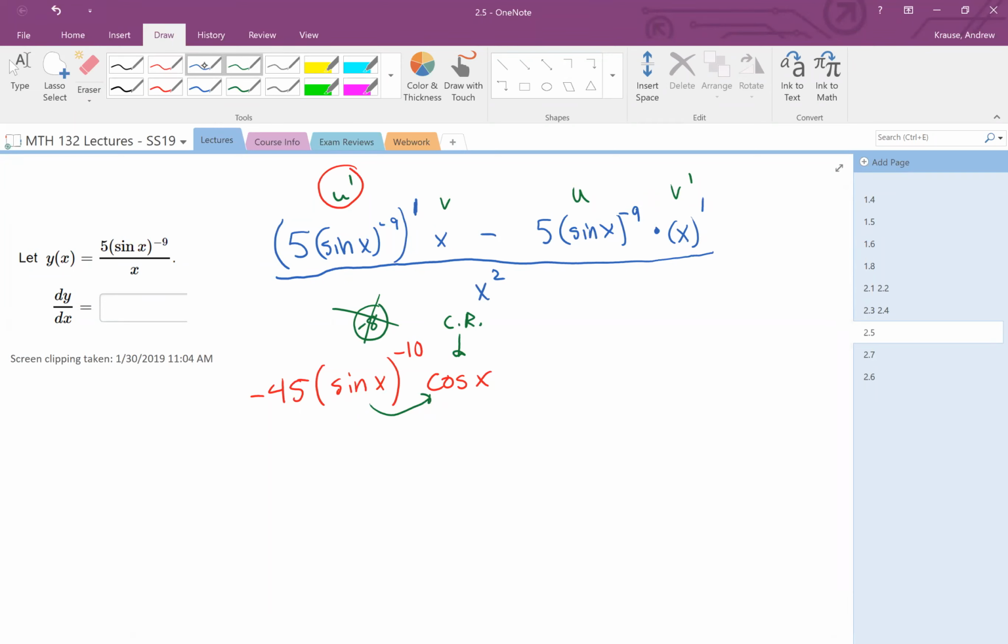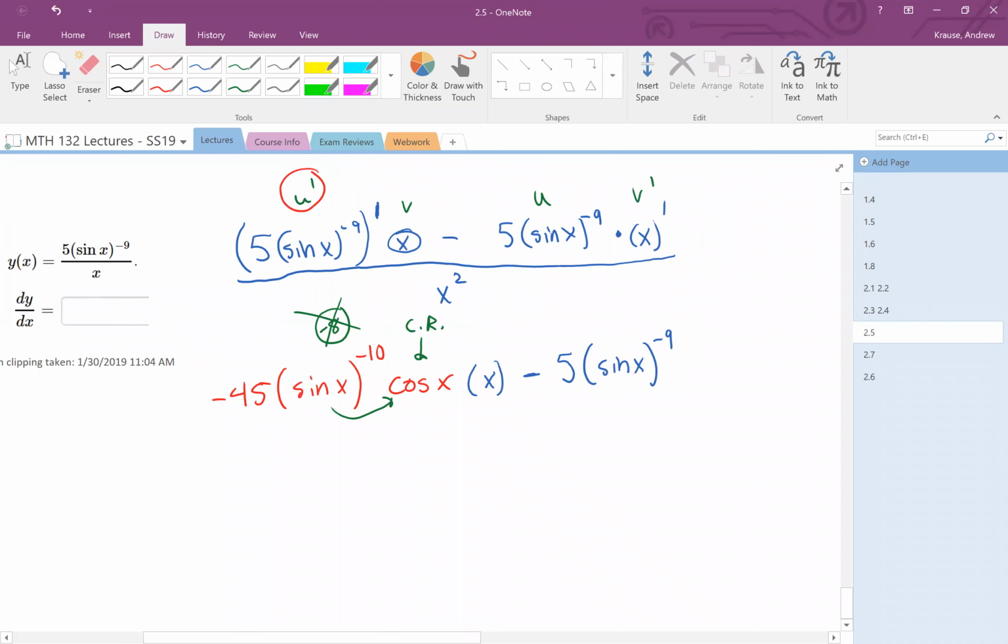And then we need to multiply this by x. That's this original x. And then we're subtracting. We're keeping our original u, 5 sine of x to the -9th power. And now I'm going to do v prime here in red. What's the derivative of x? Well, it's just 1.